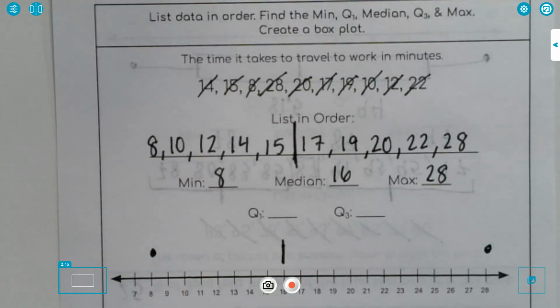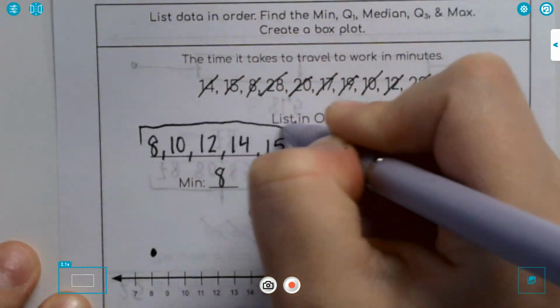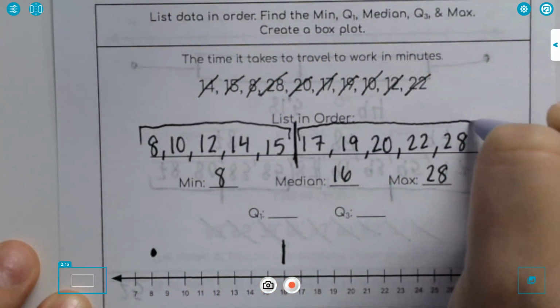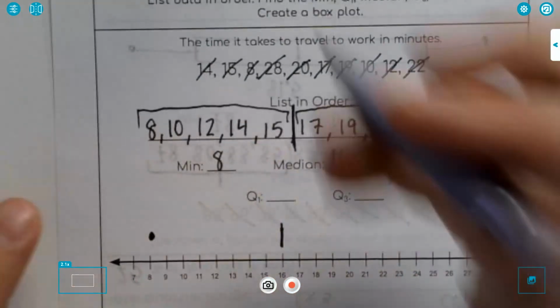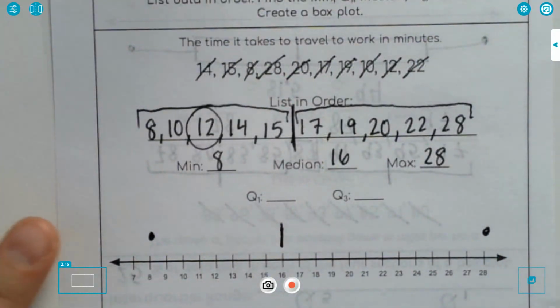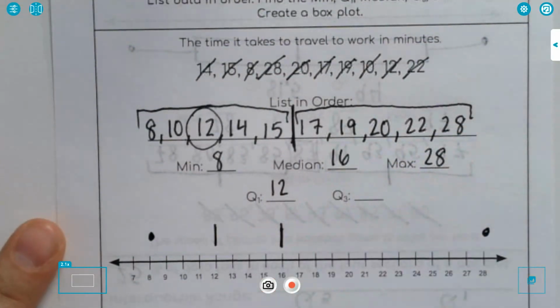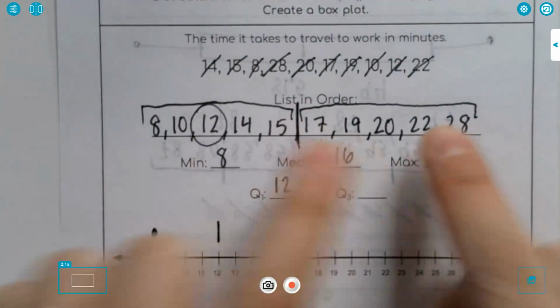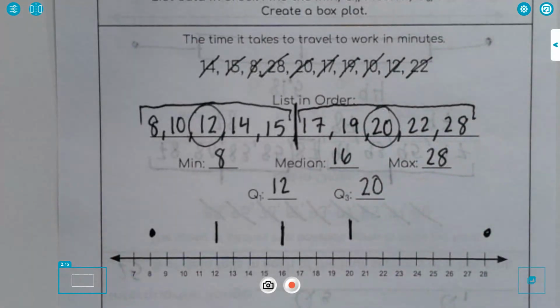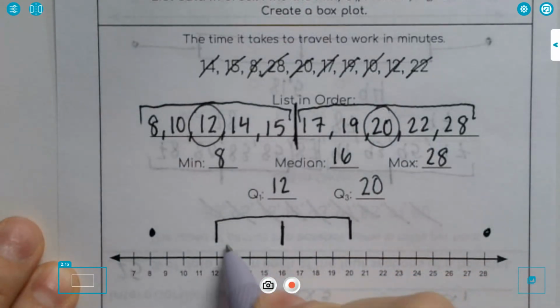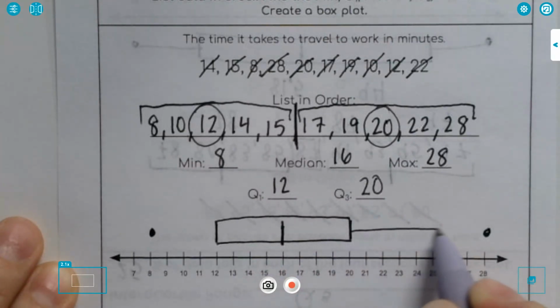Then to find your median on an example like this, you are going to use the entire bottom half to be your lower half, and you're going to use the entire upper half. So my median of the lower half, I'll go from the outsides, is going to be 12. And my median of the upper half is going to be 20. Okay. Then we can connect all those into a box. And we can add a whisker to each.